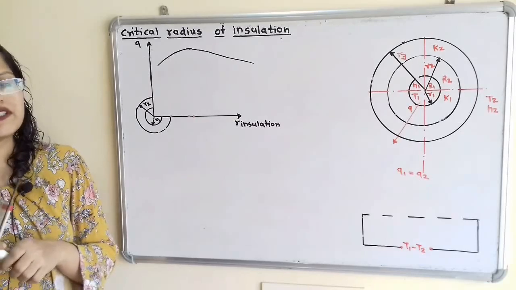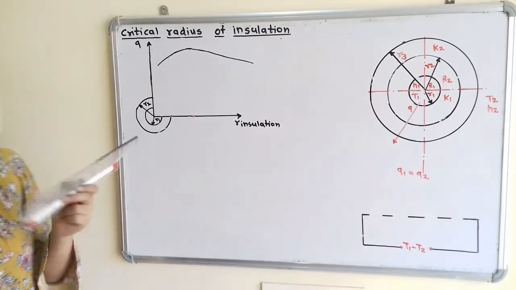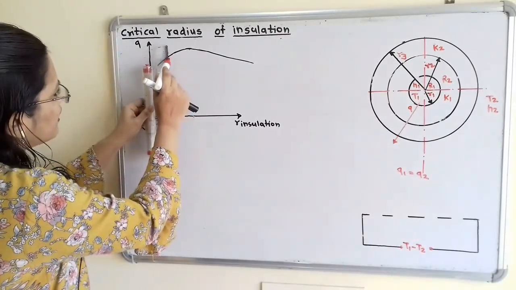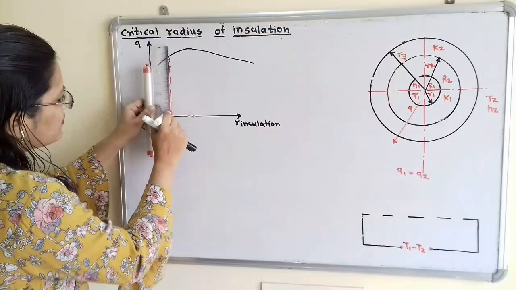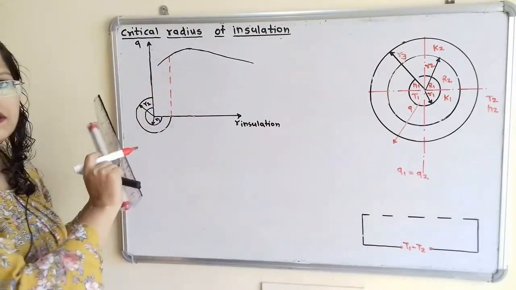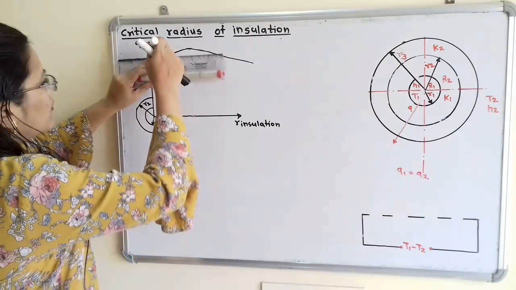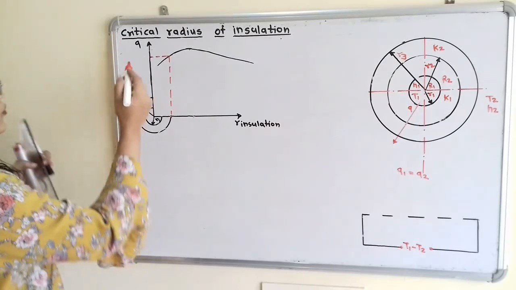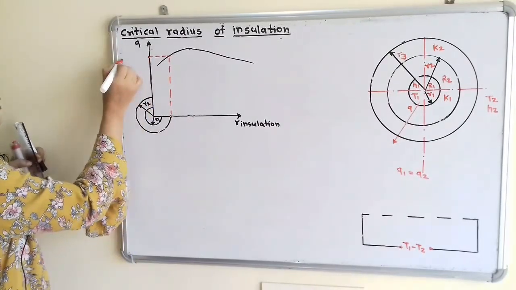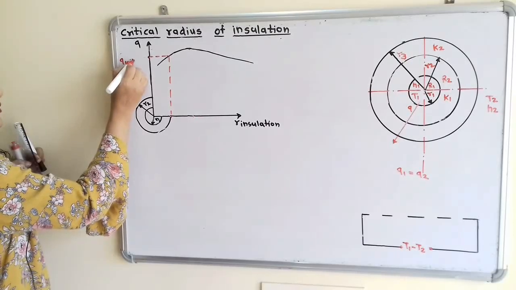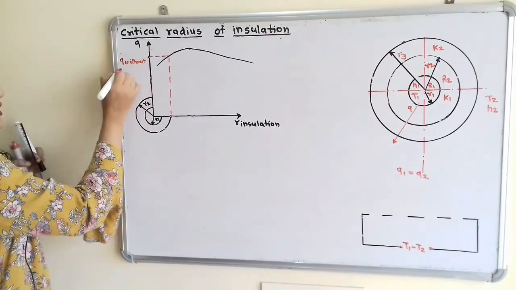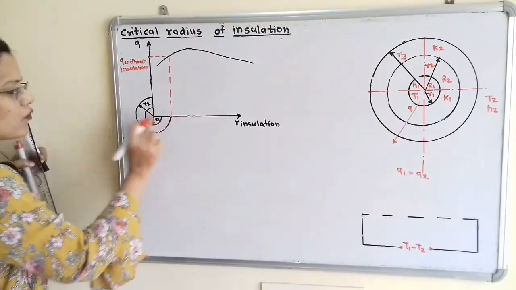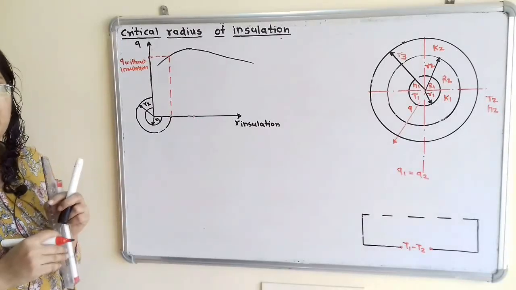Now when R2 is there, what is the value of Q? For this radius R2, we will draw one vertical line and join this line up to the point of intersection with this graph. Then to find the value of Q, I will draw one horizontal line. Here is the point of intersection. So this is the value of Q without insulation, because this R2 is the outer radius of the pipe.